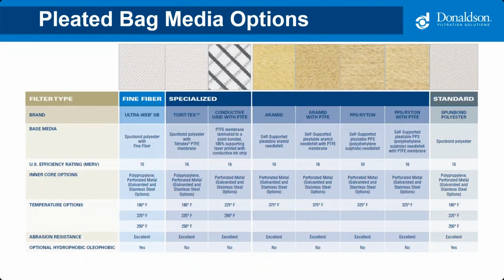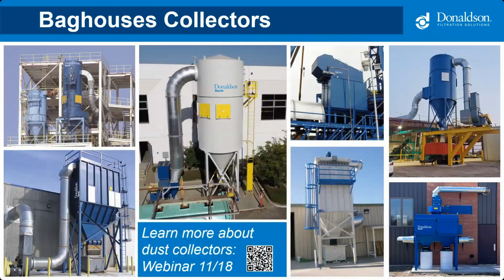And the same thing goes for one-piece pleated bags. Lots of options to choose from, depending on the application. For example, if it's a high heat application over 250 degrees Fahrenheit, there are only certain medias that can work effectively at that high temperature. If you know that a baghouse collector is the best solution for your customer's needs, then it's a matter of determining which to specify and sizing it properly. We'll go more in depth on dust collectors and filters during our webinar in November.